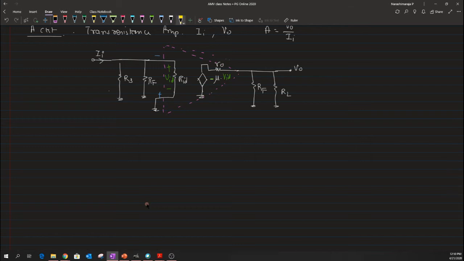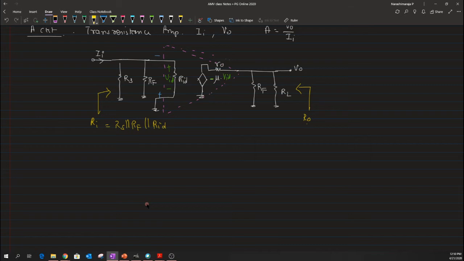Now using this A circuit, let us evaluate the values of RO and RI. As I said, the value of RI is nothing but the input impedance of the open loop circuit, and RO is the output impedance of the open loop circuit. In this case it is pretty straightforward to compute RI, which is nothing but the parallel combination of RS, RF and RID.